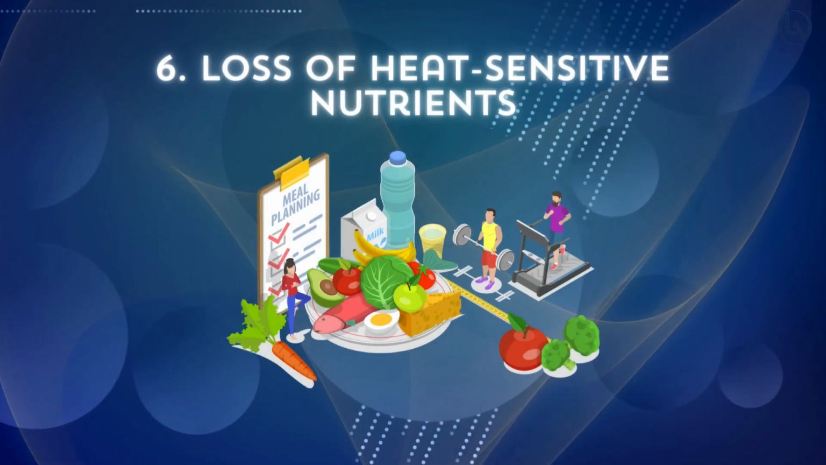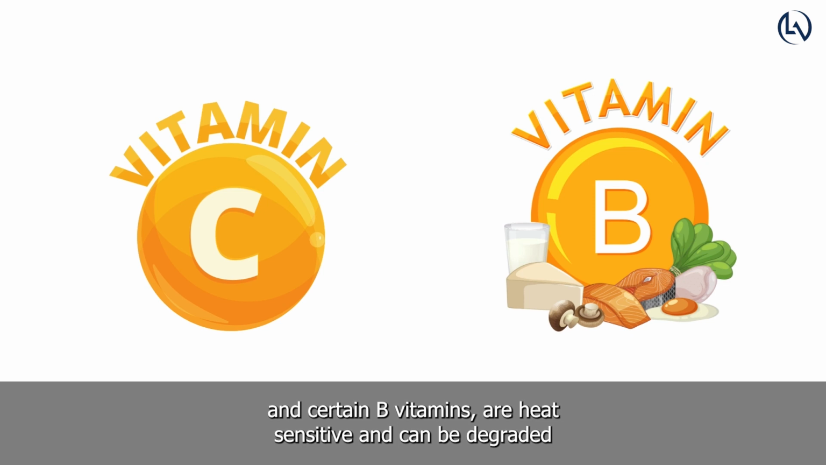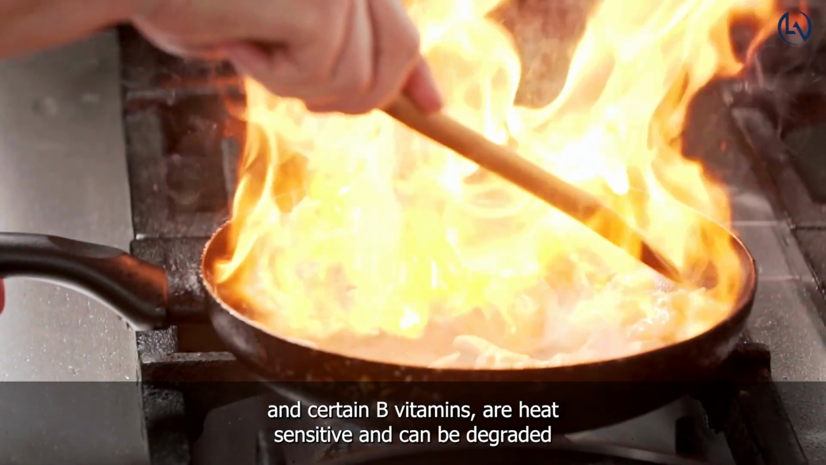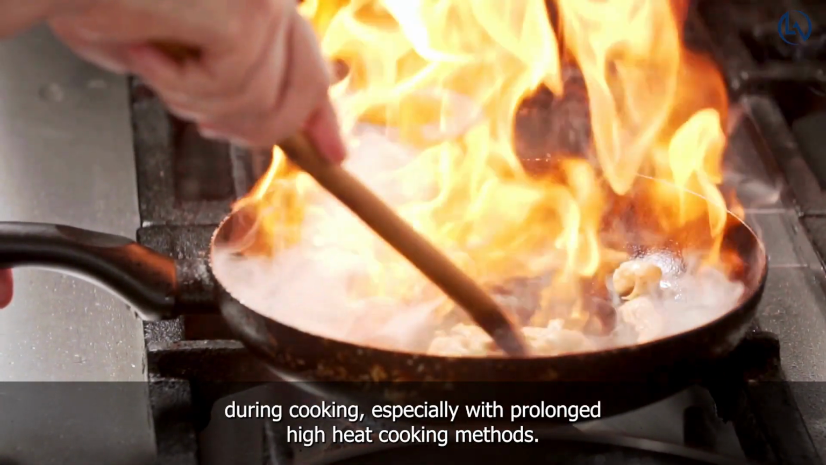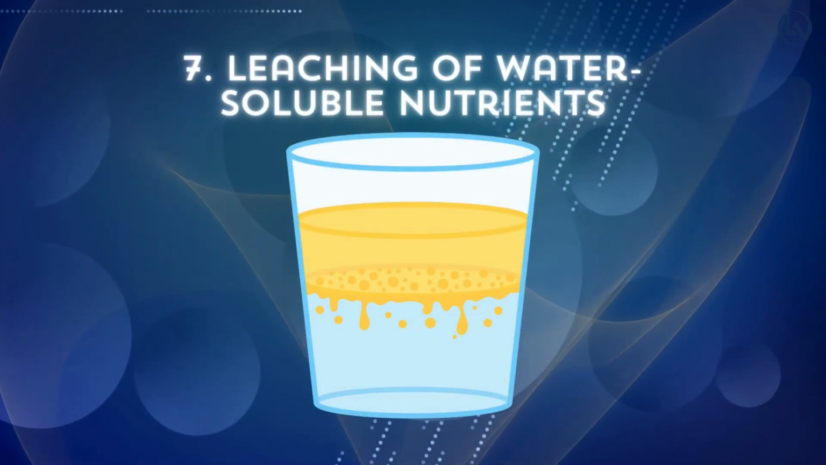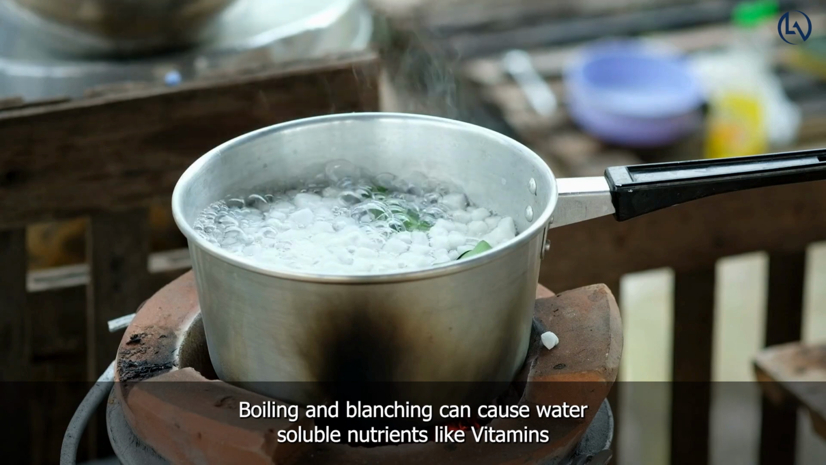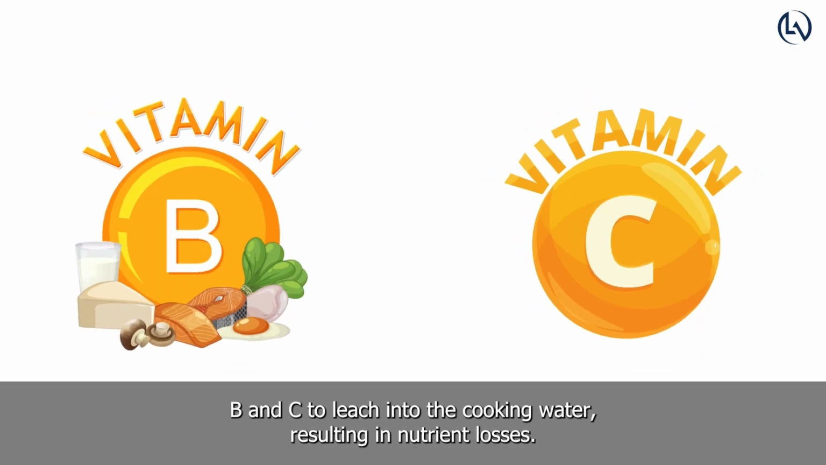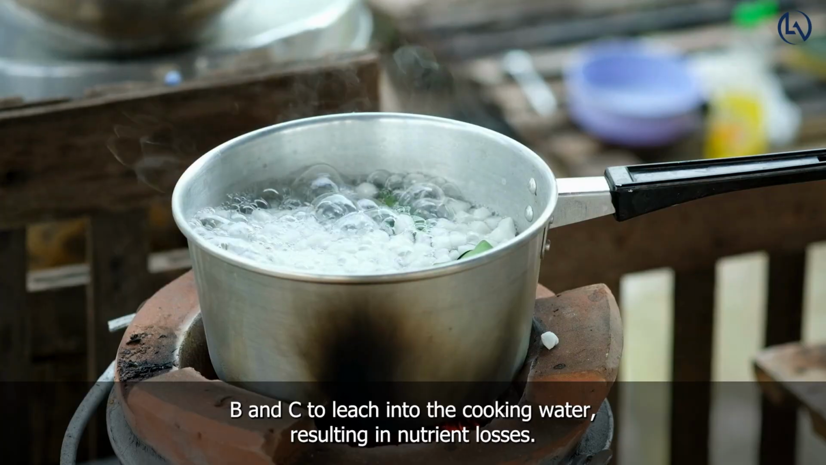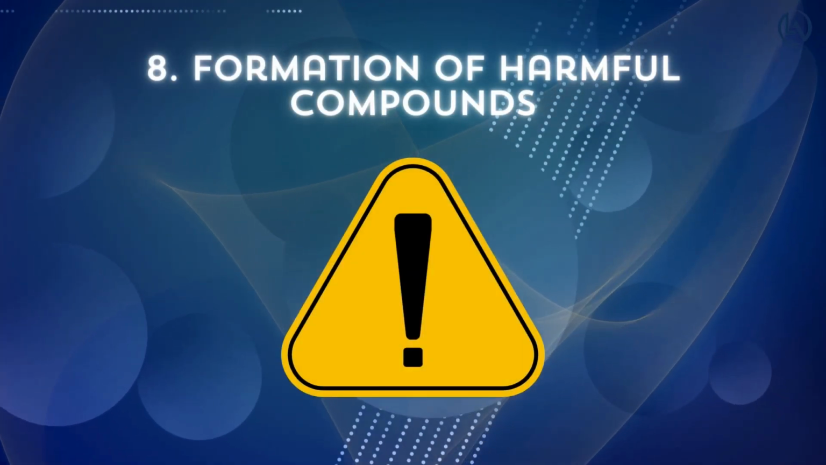Loss of heat-sensitive nutrients. Some nutrients, such as vitamin C and certain B vitamins, are heat-sensitive and can be degraded during cooking, especially with prolonged high-heat cooking methods. Leaching of water-soluble nutrients. Boiling and blanching can cause water-soluble nutrients like vitamins B and C to leach into the cooking water, resulting in nutrient losses.